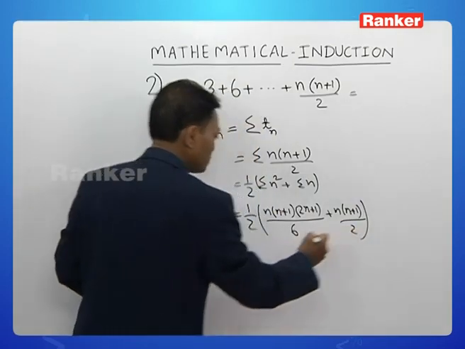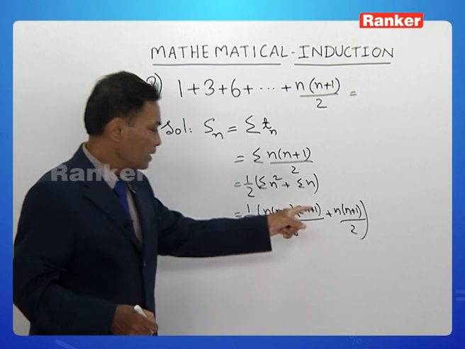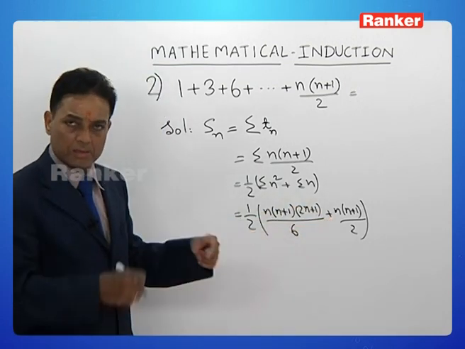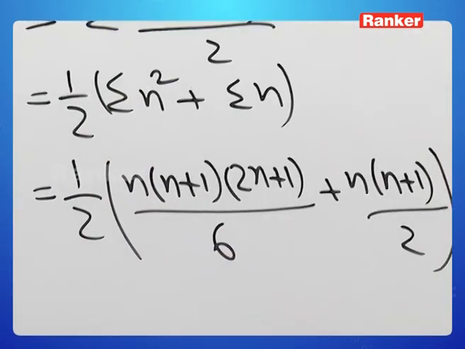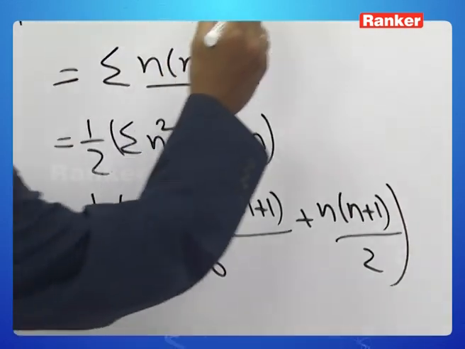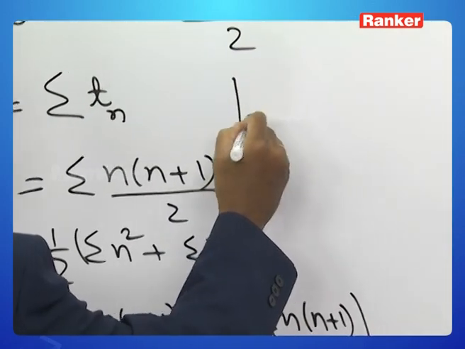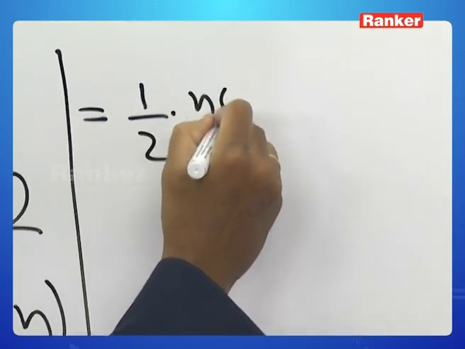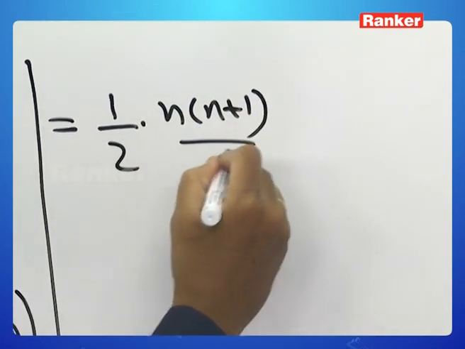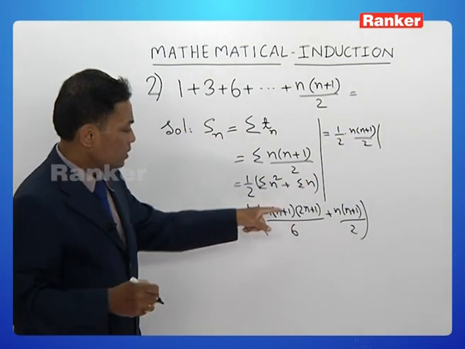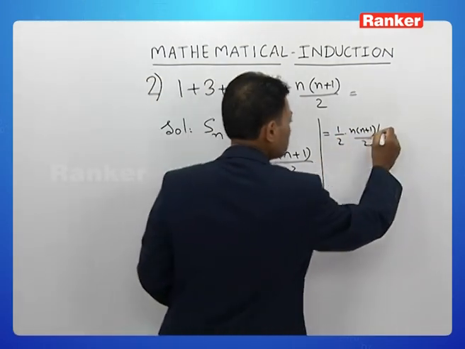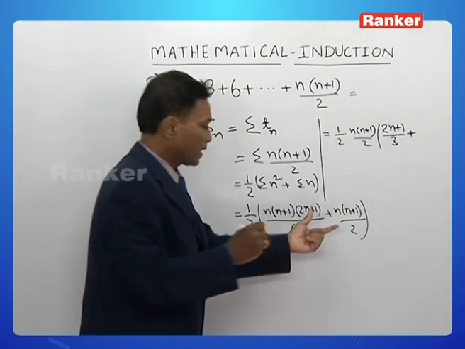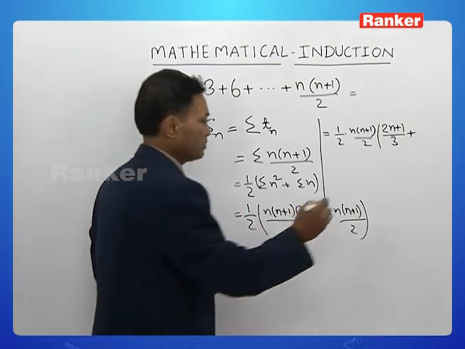Plus n into n plus 1 by 2, that is sigma n. Now, let us simplify. Here n into n plus 1 by 2 is there, and here also n into n plus 1 by 6 has a factor of 2 in the sixth. So, take n into n plus 1 by 2 common outside. What is remaining here? 2n plus 1 by 3 is there. And in the other term, we have taken the total common, nothing is left, so we write 1.